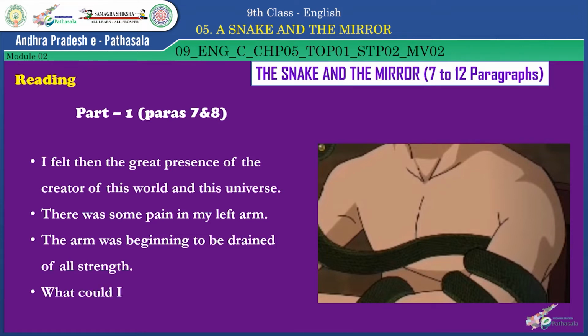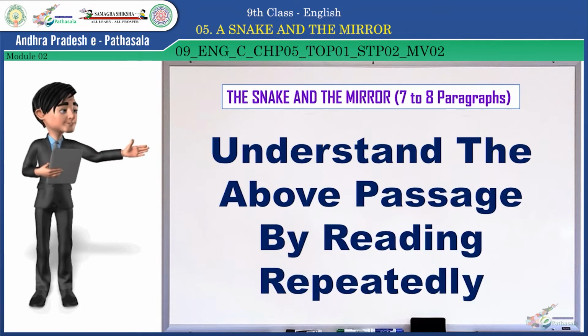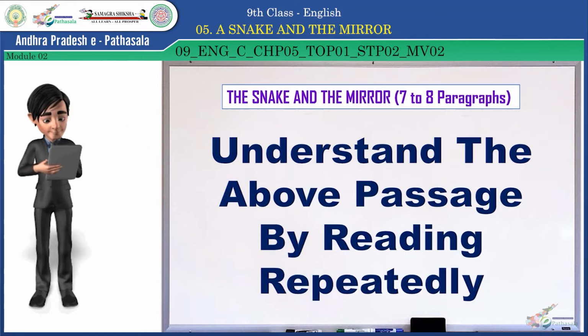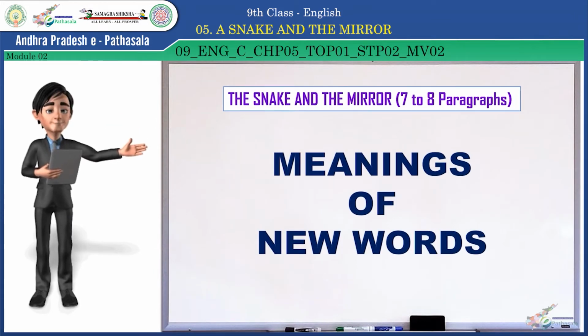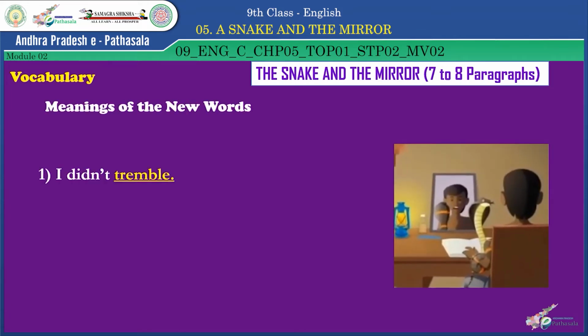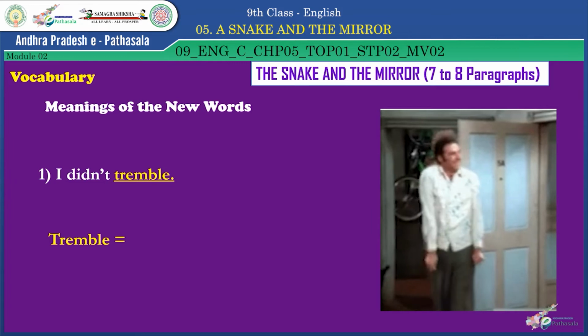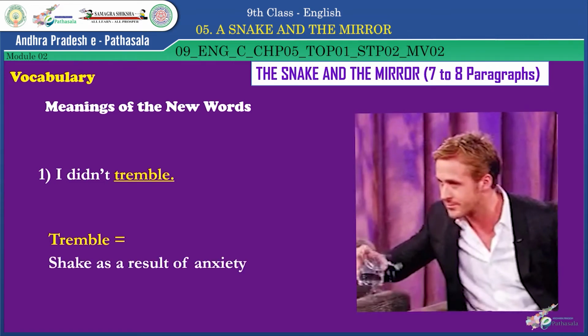What could I do? Children, now you have to understand the above passage by reading repeatedly. Don't forget this. Now, students, we are going to have the meanings of new words now. The first sentence I want to take from this lesson is, I didn't tremble. From this sentence, the new word is tremble. The meaning of tremble is shake as a result of anxiety.